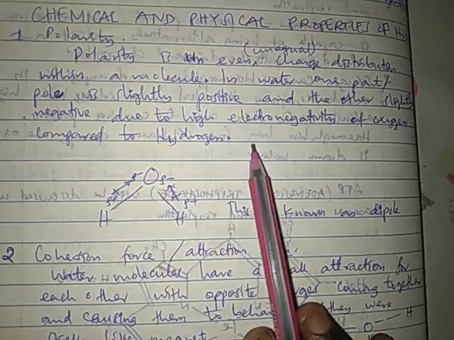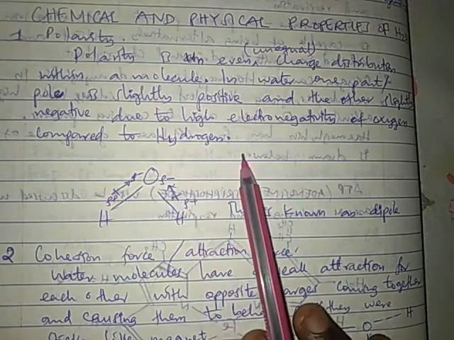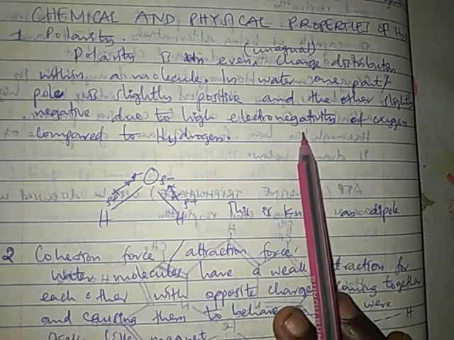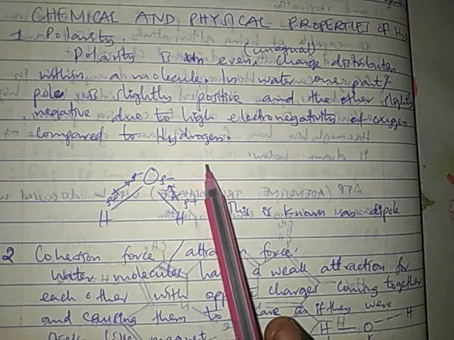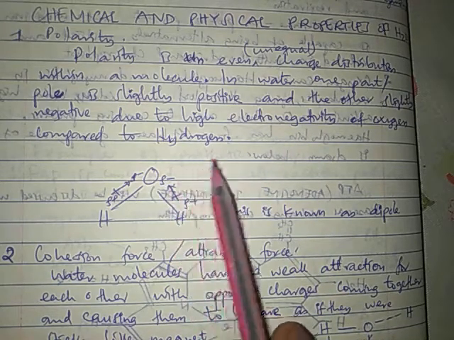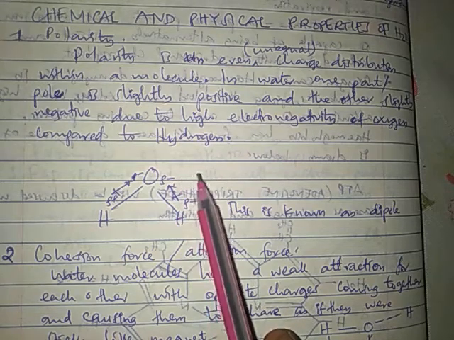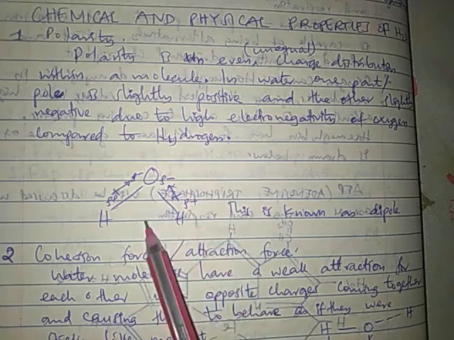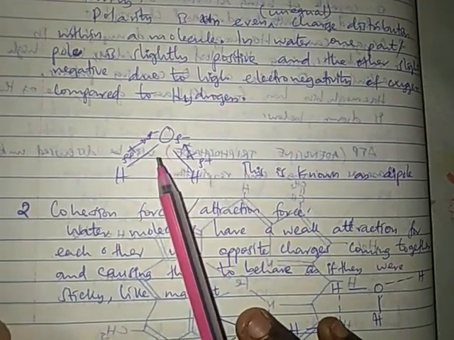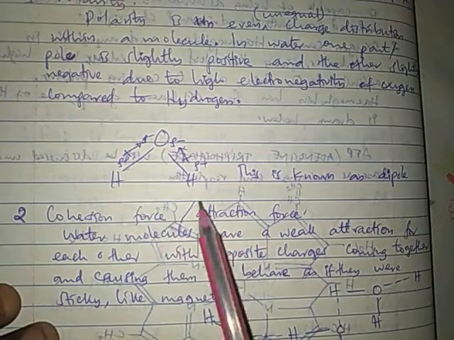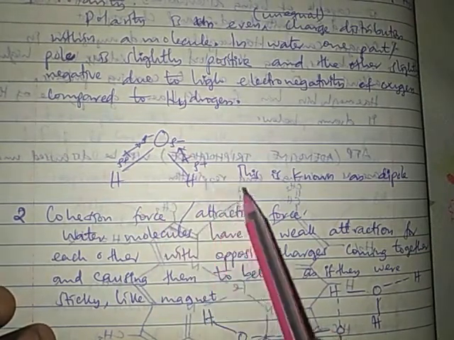Polarity is uneven or unequal charge distribution within a molecule. In a water molecule, one part of the molecule is slightly positive and the other part is slightly negative due to high electronegativity of oxygen compared to hydrogen. So kwenye water molecule, kama ambavyo tulishaisema kwenye general chemistry kule, kama unafuatia vipindi vyangu kule kwenye general chemistry tulielezea kwamba water molecule yenyewe inakuwa na permanent dipole moment. Kwa hiyo ni covalent bond, lakini ina polar covalent bonds.